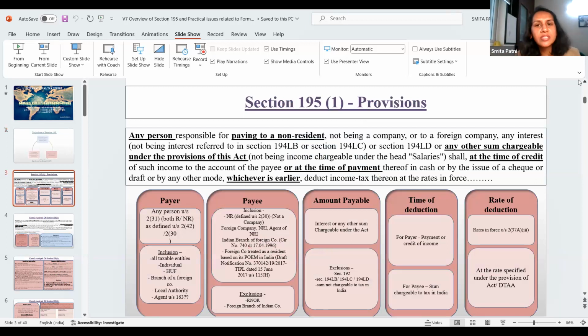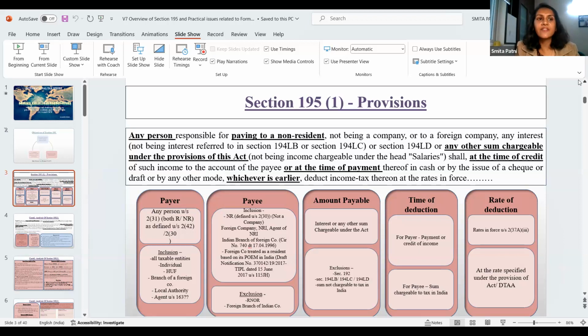So now coming to section 195. Section 195 has overall 7 sub-sections. 195(1) is the basic section, which tells you what is covered and how the provisions of the section work. I will come back to the other sub-sections of 195 later on. So we are talking about 195(1). I have divided the complete 195 into 5 buckets: payer, payee, amount payable, time of deduction, rate of deduction.